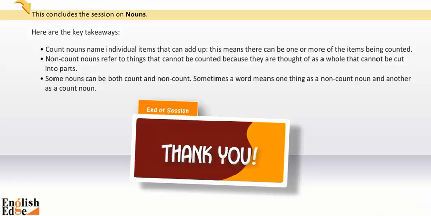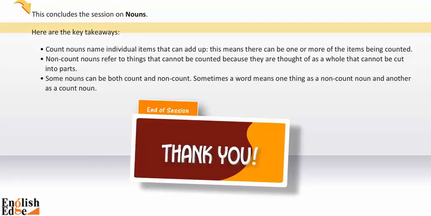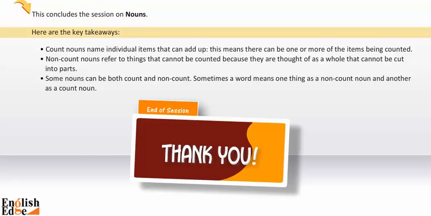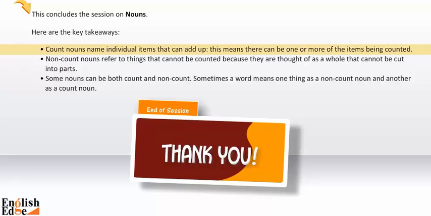This concludes the session on nouns. Here are the key takeaways. Count nouns name individual items that can add up. This means there can be one or more of the items being counted. Non-count nouns refer to things that cannot be counted because they are thought of as a whole that cannot be cut into parts. Some nouns can be both count and non-count. Sometimes a word means one thing as a non-count noun and another as a count noun.